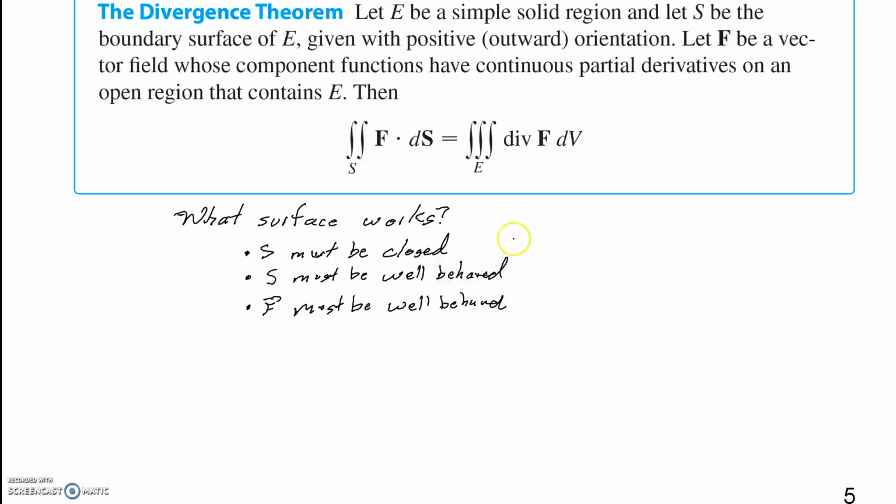So again, one of the main things you're going to want to do is check that S is closed. For this course and the book and everything, usually you're not going to have a problem with these things. But I thought I'd mention that these are the things you want to check about the surface and that vector field F before you use the divergence theorem. And you're usually going to go from that left-hand side to the right-hand side because triple integrals are more convenient to compute, although you could go from the right-hand side to the left-hand side as well.